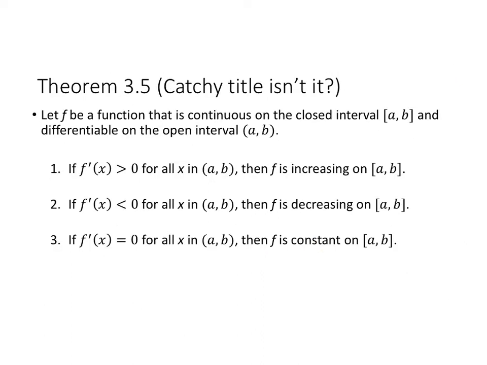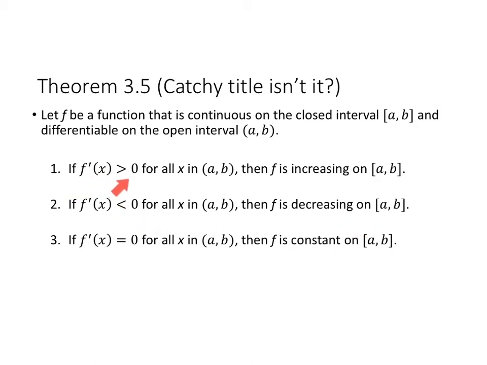So now we need to know, how do we know what a graph is doing and where it's doing these things? So let's talk about Theorem 3.5. I know, that's an awesome title. Let f be a function continuous on a closed interval and differentiable on an open interval from a to b. Now, if the derivative, the first derivative, is positive for all x in the interval, then f is increasing on the interval from a to b. And this actually should be an open interval from a to b. Increasing and decreasing has to be on open intervals. If the derivative is less than 0 for all x in the interval, then f is decreasing.